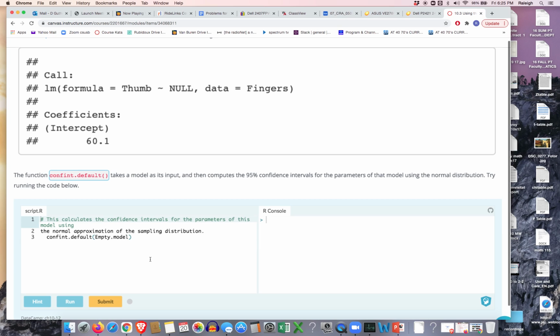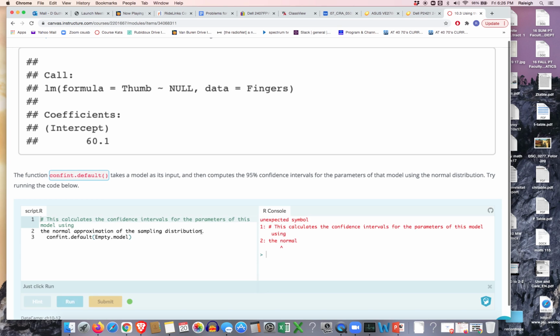Okay, so let's take a look. Calculating the confidence intervals of the parameters of this model using the normal approximation of the sampling distribution. Now this was an error because it says, oops, yeah, just click run, but the problem is this is in black. It should be in green. So I'm just going to simply erase it. I'm not going to recolor it or anything. I'm just going to delete it, and now we'll run it and basically just use what they said to use.